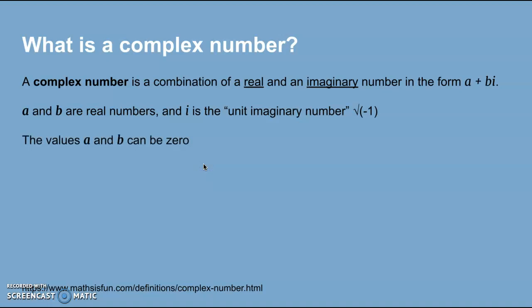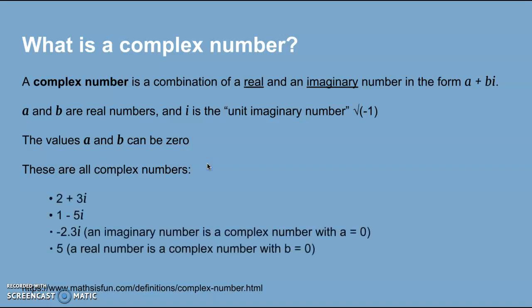The values of a and b can be 0, but they don't have to be. Here are some examples of some complex numbers. 2 plus 3i and 1 minus 5i both have real and imaginary parts. Negative 2.3i is an imaginary number where a was 0 in the complex number, and 5 is a real number where b was 0 in the complex number.